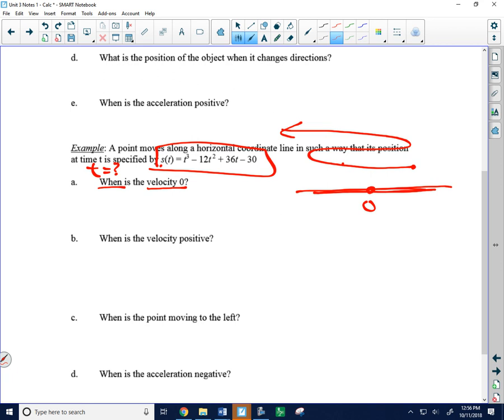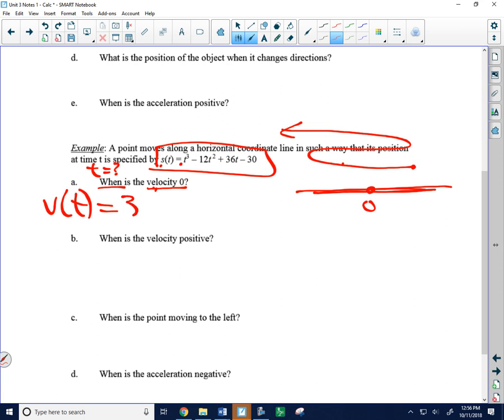This is similar. It's worded slightly differently, but we did this actually yesterday. When the velocity is 0, so if I'm moving forward a couple steps and then I go to move backwards a couple steps, my velocity was 0 when I was changing direction. So in this one, when is the velocity 0? Well, we need the velocity function. And I can do that, it's the derivative of position.